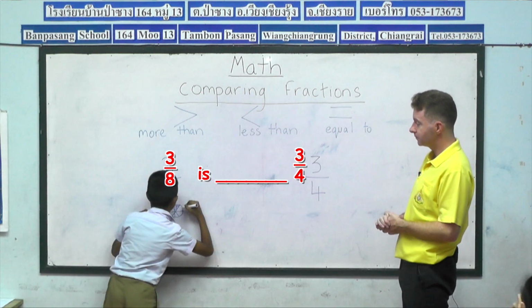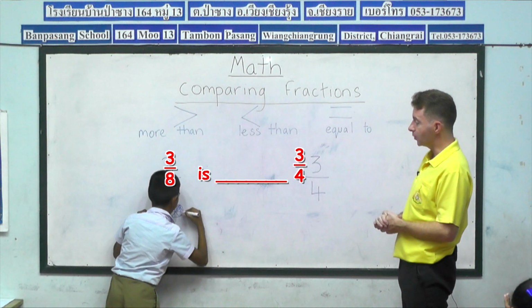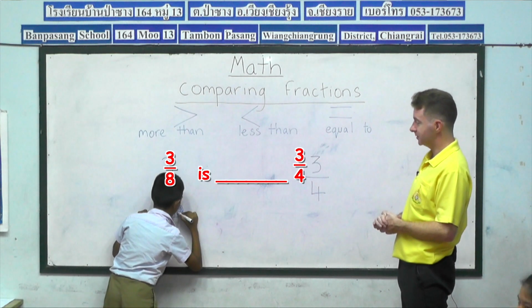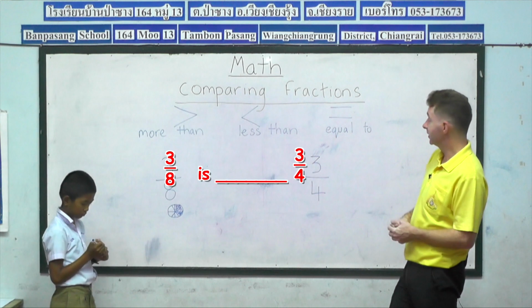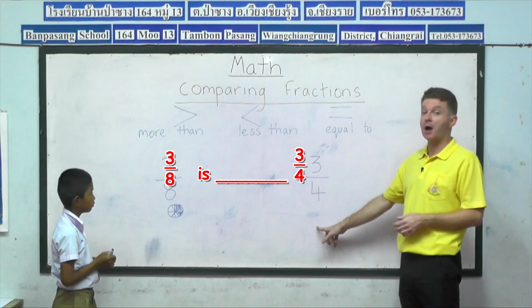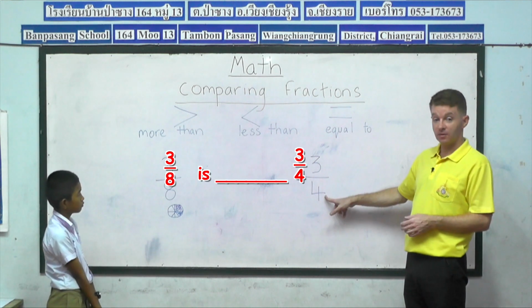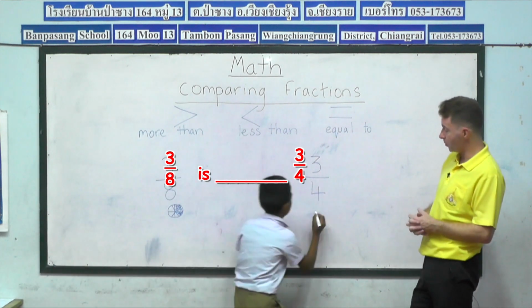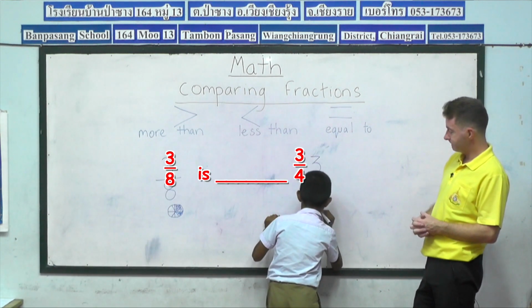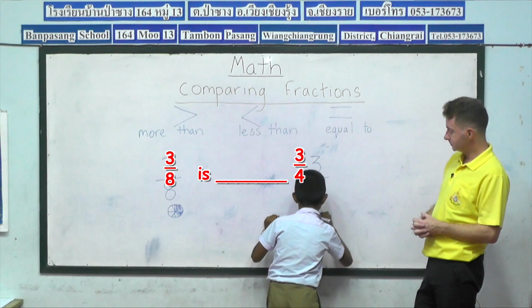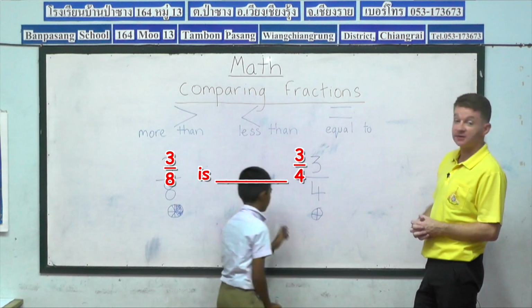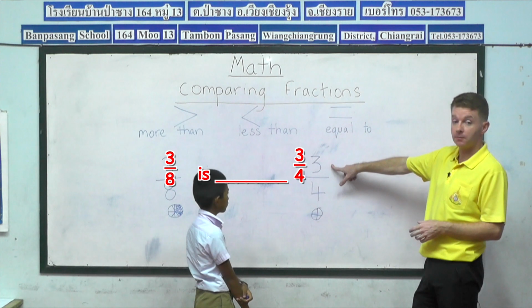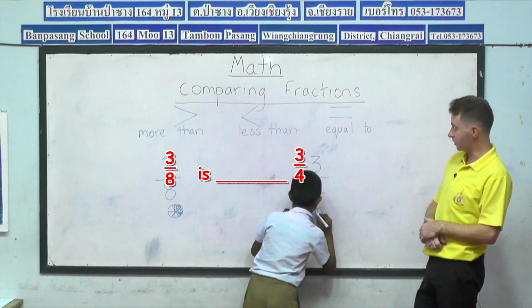1, 2, 3. Excellent. Now, for our second circle, how many parts? So we need 4 parts. So can you do this next circle in 4 parts, Pat? 4. And this time, how many parts in blue? Okay, so colour 3 parts in blue.